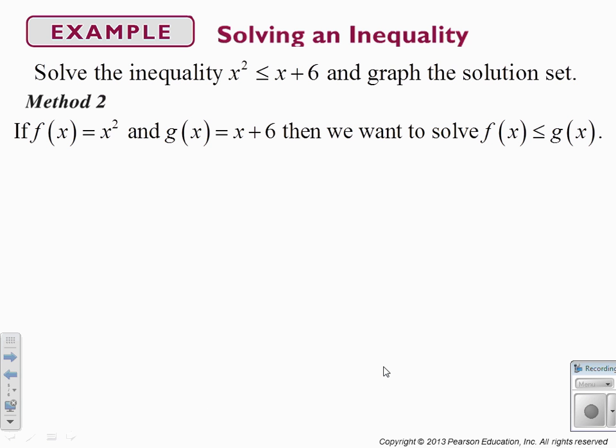Method number 2. We can treat each side of the inequality individually. So if we say our left-hand side is f of x and our right-hand side is g of x, we want to find where f of x is less than or equal to g of x. So we then graph both functions. So our blue graph is going to be x squared, and our green graph is going to be x plus 6. If you are blue-green colorblind, my apologies. The x squared is going to be the U-shaped, and the x plus 6 is going to be the line.